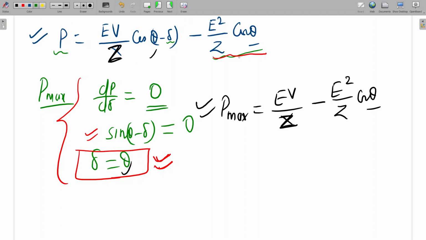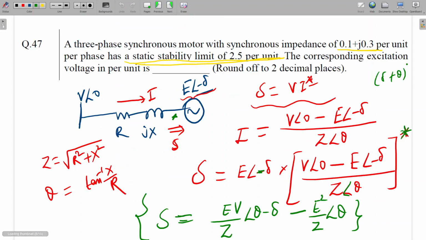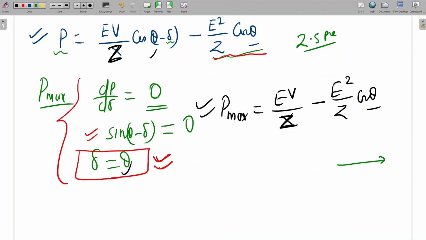And what is given? Given is the P max. P max is 2.5 per unit. It is given here in the question. And Z is given as 0.1 plus j 0.3. So we can write Z as 0.1 plus j 0.3. What will be the magnitude of Z? Z will be under root this square plus this square. So 0.01 plus 0.09, the summation will be 0.1, so Z is under root 0.1. Is it clear?